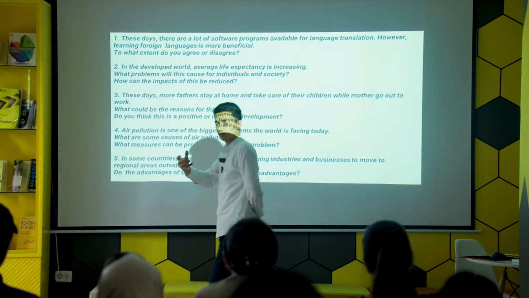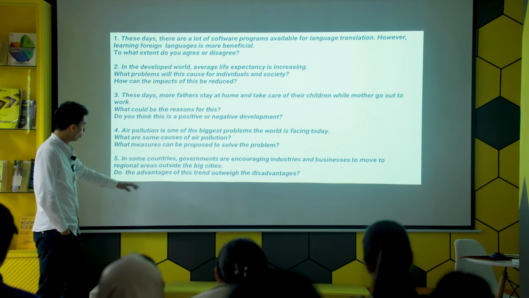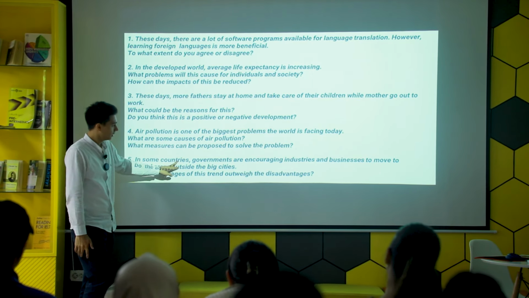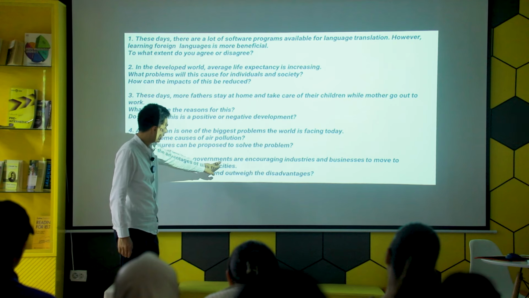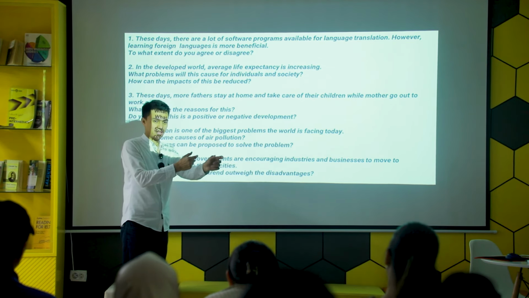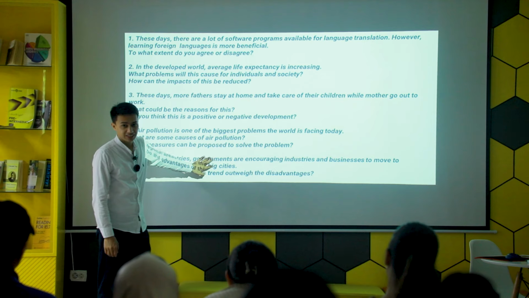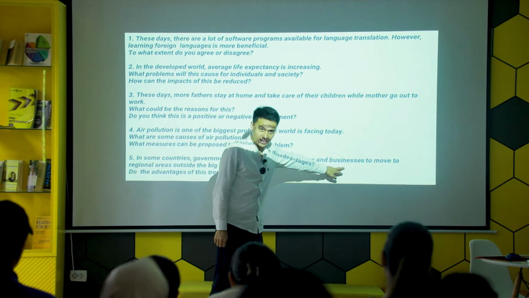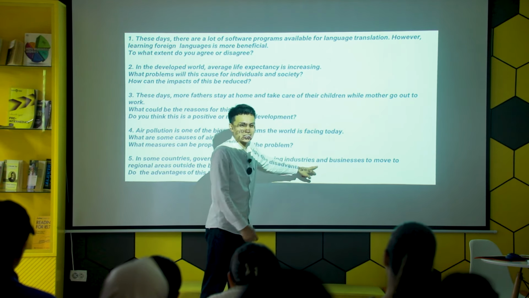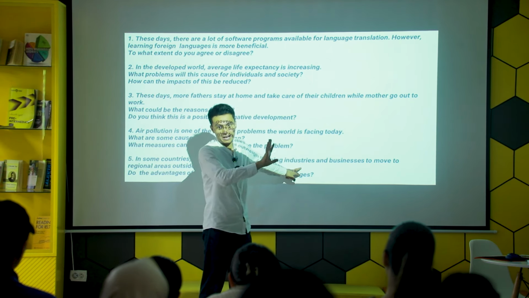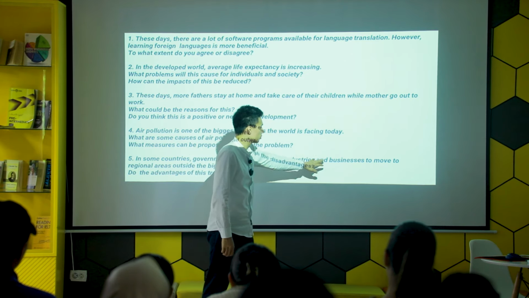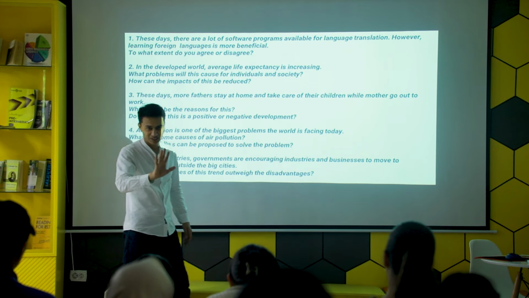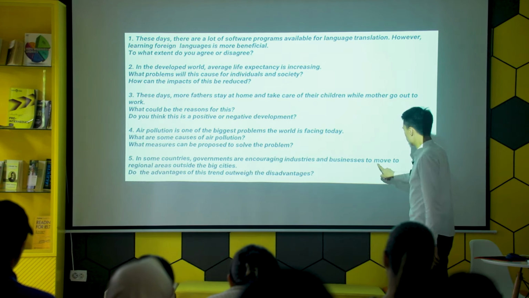Okay, let's remember our rules. We start with paraphrasing. Don't change some of the things. Countries, right? Countries. Governments we can change, because look, governments are encouraging. Here it's active. We can make it passive. If it's passive, this has to change. Exactly. Industries and businesses. You don't have to change this. You can keep it. Okay? So industries and businesses are being encouraged to move away. By governments, not that they say it. Okay? No one else encourages them. To move.